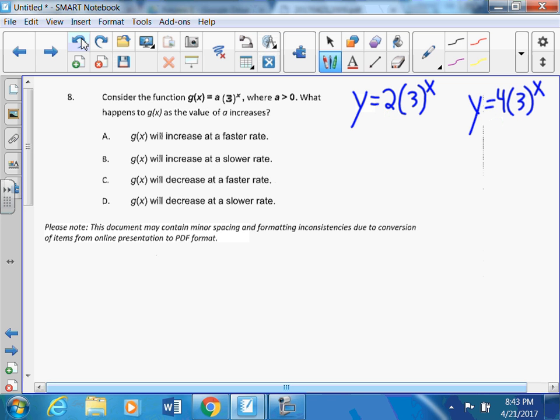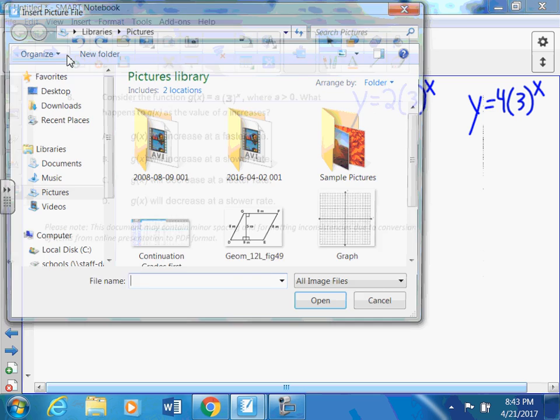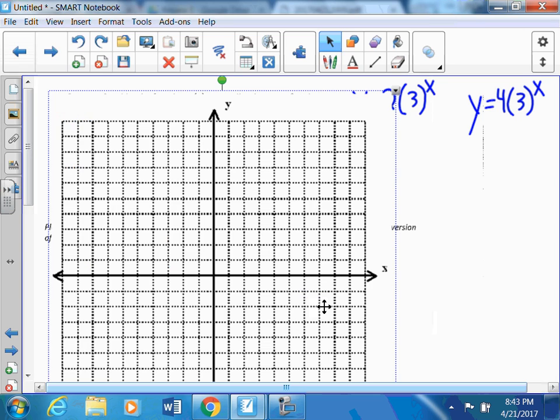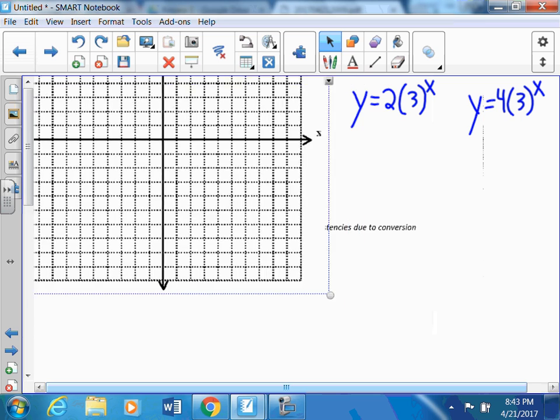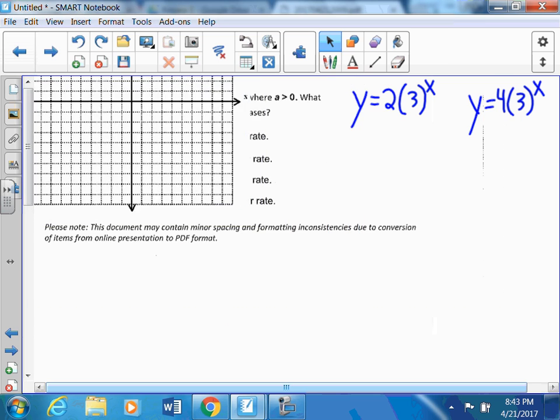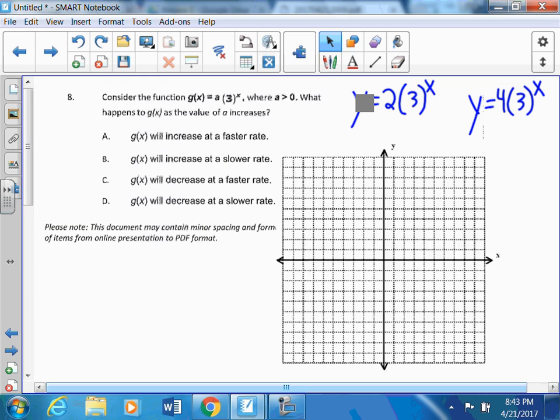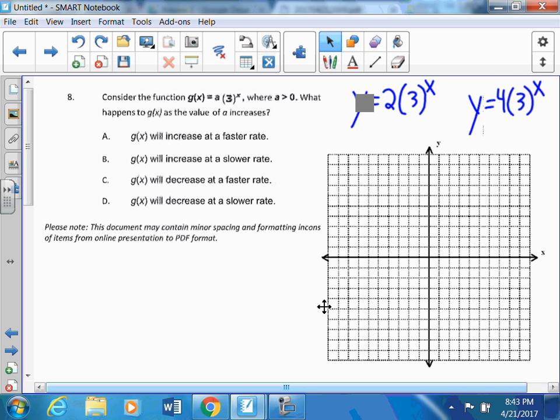So in order to analyze that, I probably need to graph it. Let me go ahead and insert a graph here. And that graph is really big. Let me make that a little smaller. Okay, so I'm going to take this down here. And here's my graph.